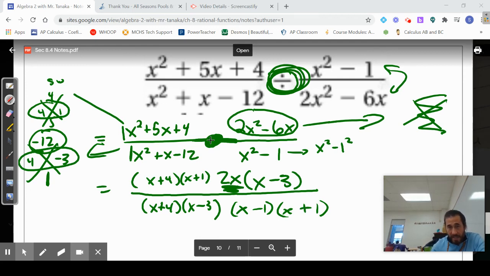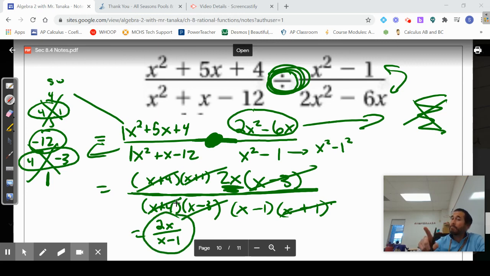Since we changed that division to multiplication and could write it like that, we can cross stuff out. Spling, spling, spling. Oh my gosh, I am only left with a 2x on top, and only an x minus 1 on the bottom. Some of you at home are going to say, hey, can I cross out that x on the top with the x on the bottom? And no! Why? Because the x on the bottom has a minus sign next to it. You can only cross them out if they're surrounded by multiplication symbols. But that was a really good question if you thought to ask it.